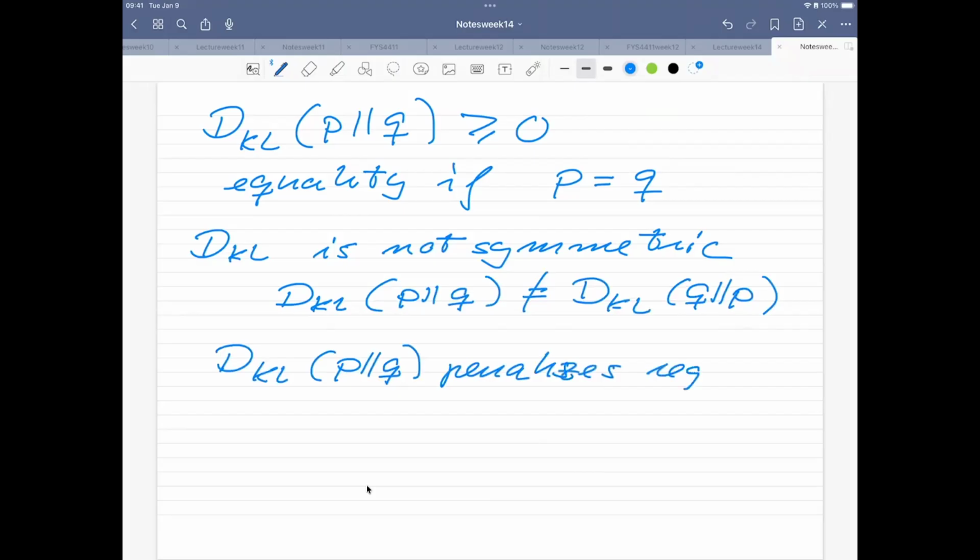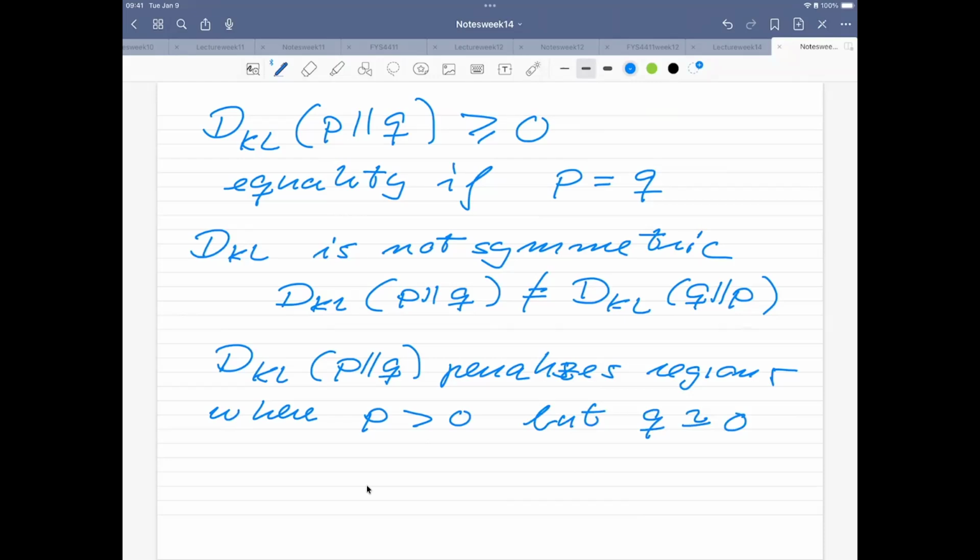when it penalizes regions where P is larger than 0, but Q is close to 0. So this is actually a feature which is quite important.